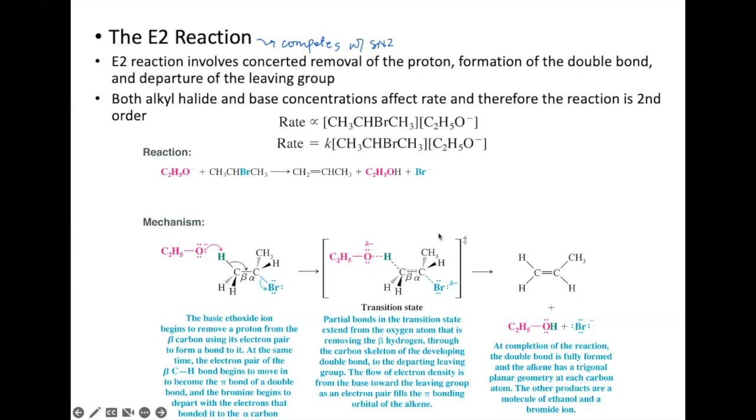So this is a one-step reaction wherein the transition state will have proton abstraction, formation of the double bond, and at the same time, removal of the leaving group, or departure of the leaving group. Now, both the alkyl halide and the base will have an effect on the rate of the reaction. Kaya siya second order reaction. So ito yung pinaka-mechanism niya, forming your alkene.